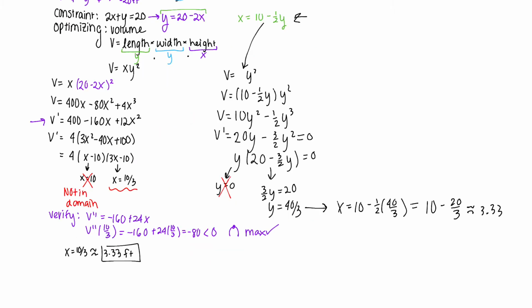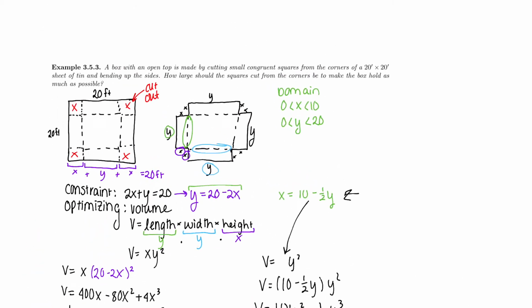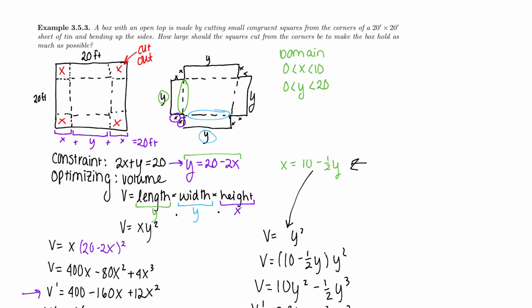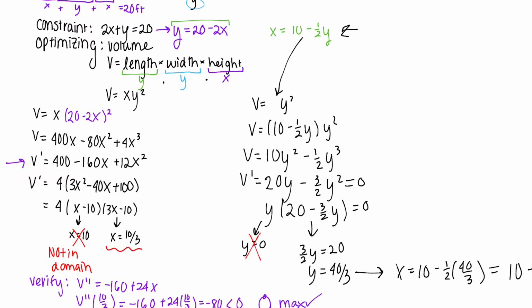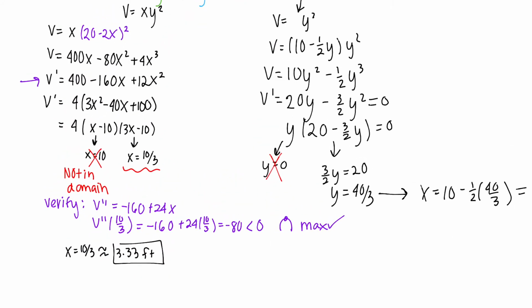So for example, on the previous problem that we did last week, this one here needed to have the box holding as much as possible. So holding as much as possible was maximizing. So when we did our verification down here, we wanted it to be concave down so that we got a max. So it depends on what the problem is asking for. If it's looking for a min, you need to verify it's a min. And if it's asking for a max, you need to verify it's a max. Does that make sense?